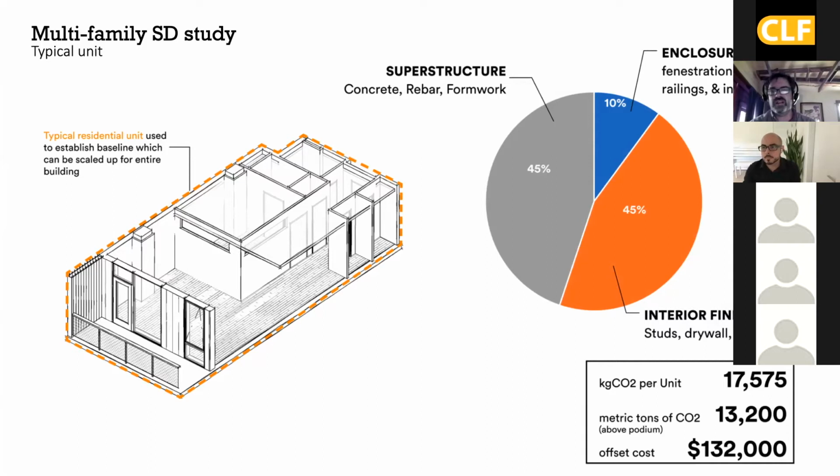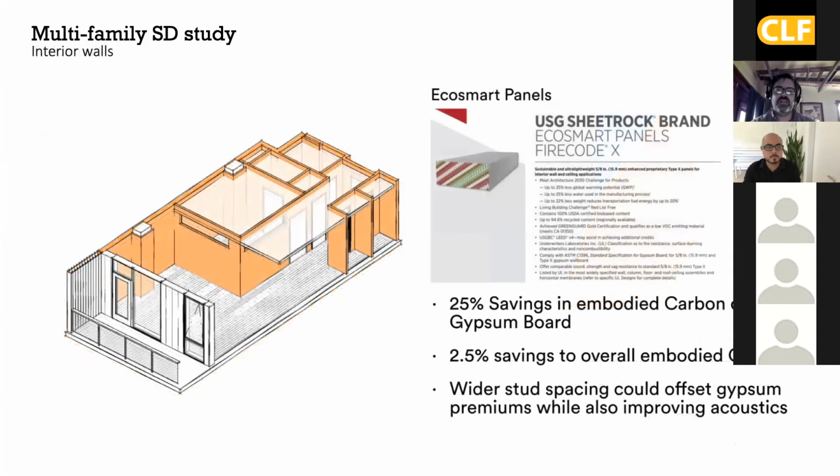Again, concrete is a big part of it. Enclosure is significant, but not nearly as significant as interior walls. So this model really informed, if you go to the next slide now, some strategies, whether it's looking at the interior partitions and ways to use a lower impact wall assembly to make a significant dent in the interiors and the overall embodied carbon.